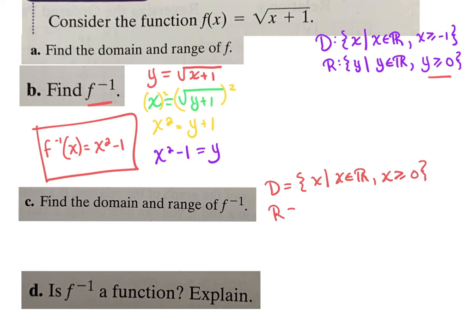My range, which is my output, now this is my limitation on my y's. Your domain and range literally flip-flop. They change places. So now my domain has to be greater than or equal to 0, and my range has to be greater than or equal to -1.